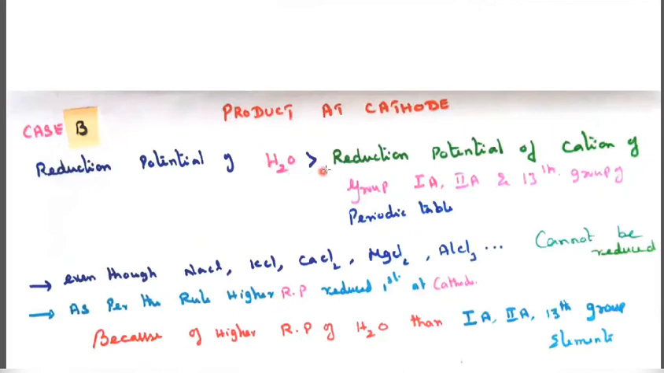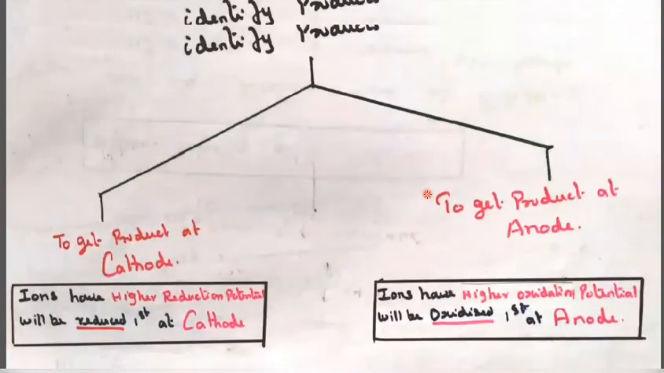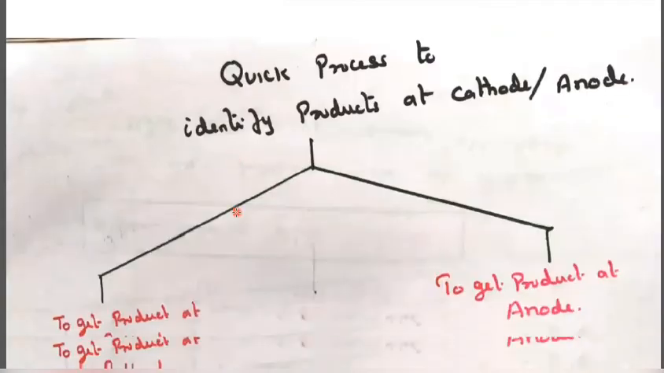The reduction potential of water is greater than the reduction potential of cations of first A, second A, and 13th group elements. First A means alkali metals, and second A is alkaline earth metals. Alkali metals are lithium, sodium, potassium, rubidium. In our question, sodium bromide is given as the second aqueous solution. It belongs to the first group, the alkali metals.